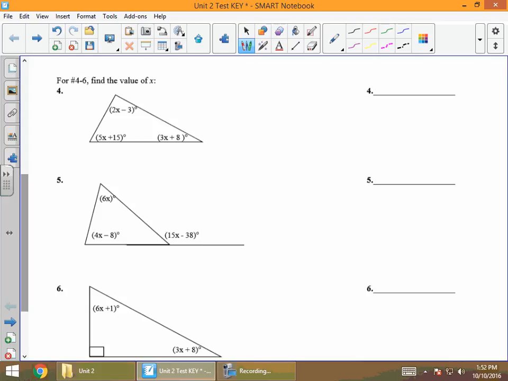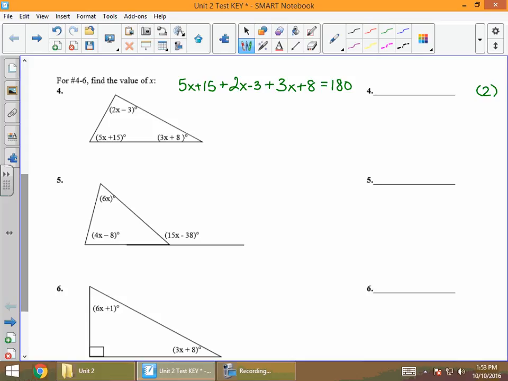Number 4 was worth 2 points. It wants us to find the value of x. Has 3 angles, and I know that the angles of a triangle add up to 180. So 5x plus 15 plus 2x minus 3 plus 3x plus 8 equals 180. If you had that, I gave you the first point, just knowing that they had to add up to 180. The second point, if you did all the algebra correct.